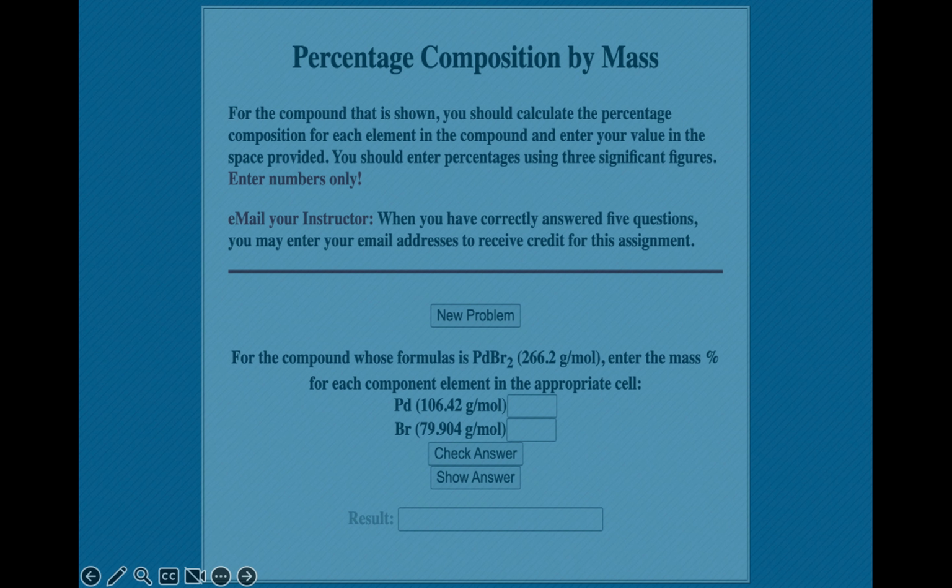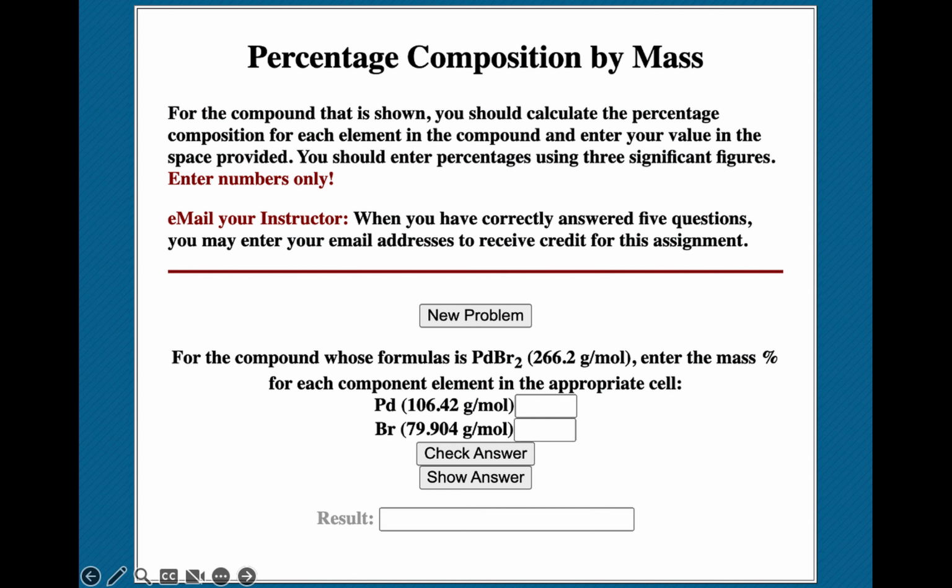All right. Again, this comes straight from the tutorial on composition by mass. What is this called? It's not lead, it's Pd, palladium. It's a transition metal. It's a halogen, and there are 2 of them. That's a -2, so this is palladium(II) bromide. And it weighs 266.